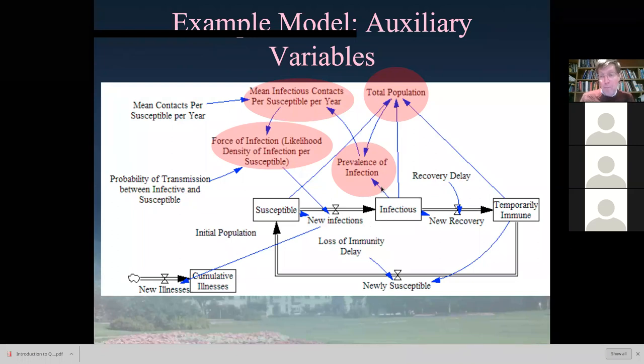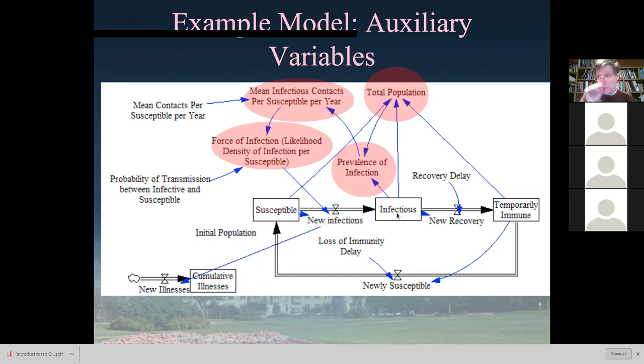And if you put a polarity on each of these links, infectious to prevalence of infection, it'll be a positive link. Prevalence of infection to mean infectious contacts per susceptible per year, plus. That to force of infection, plus. That to new infections, plus. And new infections to infectious, because it flows into it, plus. And that will lead to a vicious cycle, a reinforcing feedback. Divergent, number of infections rise.